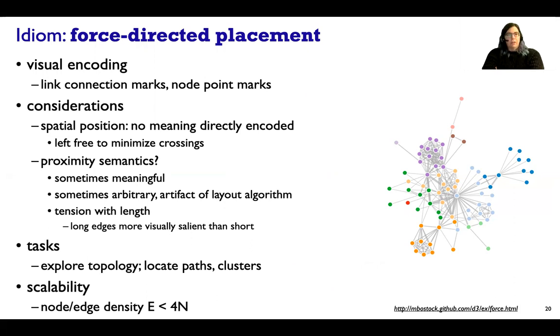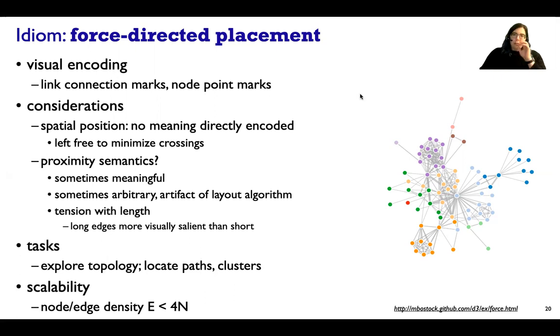So, well, what have we got? Well, we've got point marks for the nodes. The links are connection marks, explicitly indicating connections between these. And as I said, spatial position does not directly encode any particular meaning at all. It's simply used to resolve this question of how can we minimize things like the number of crossings.